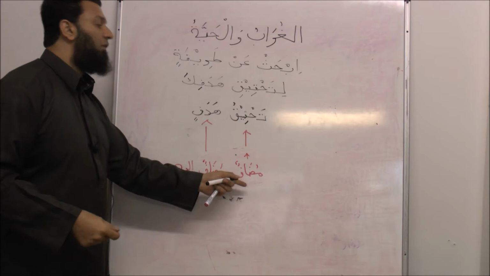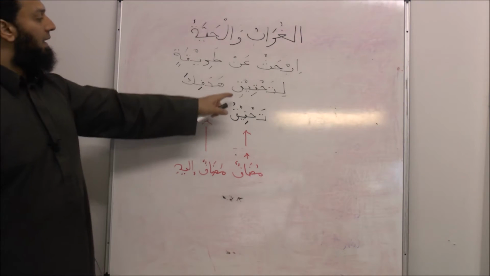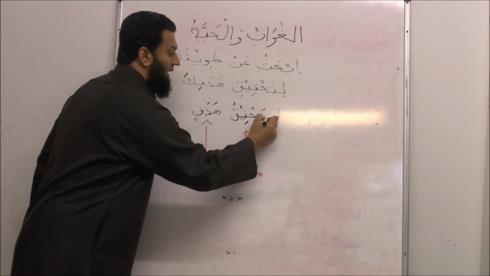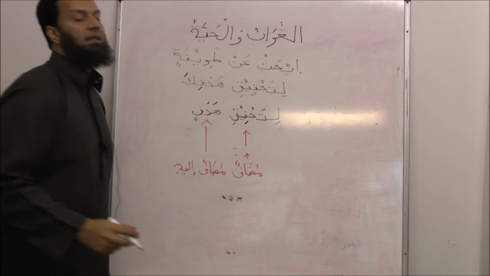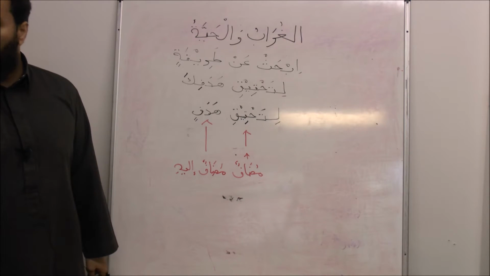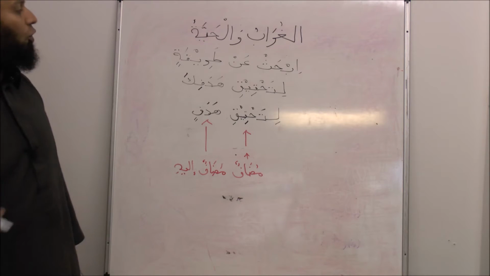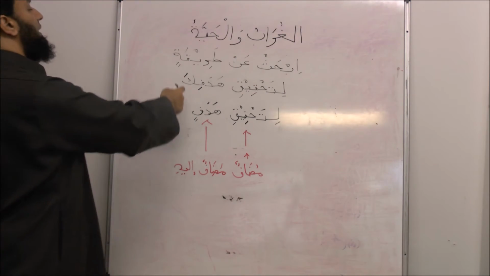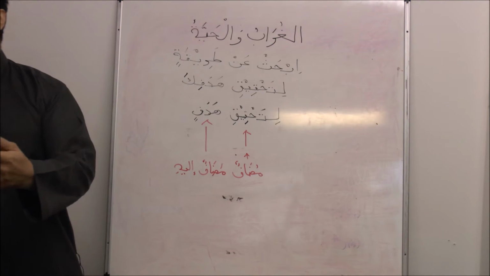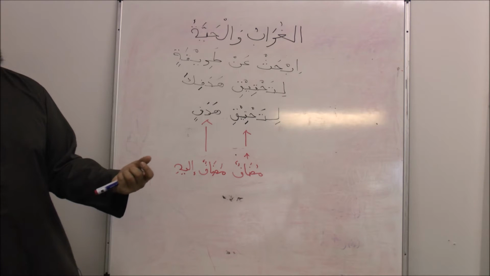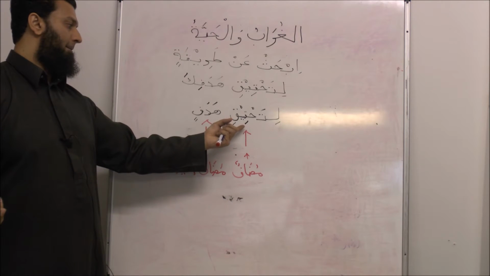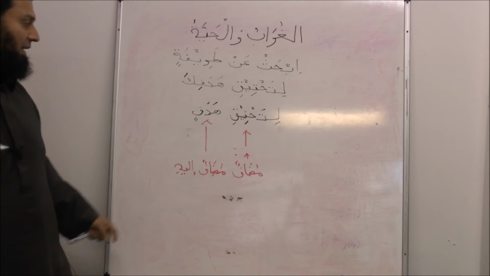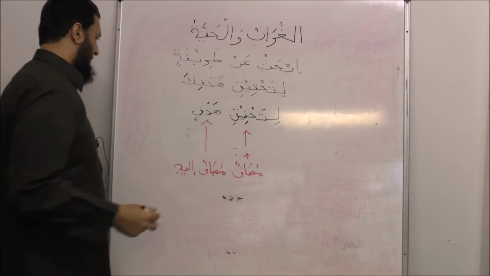Now we said that the mudafun can be in all three states. In here, it's litahqiqi. Why is it li tahqiqi? Because of li. Li is a harfu jarrin. It means for or to. Remember the sentence: ibhath an tariqatin litahqiqi. Look for a way to accomplish. That's why it's a majrurun. You understand?